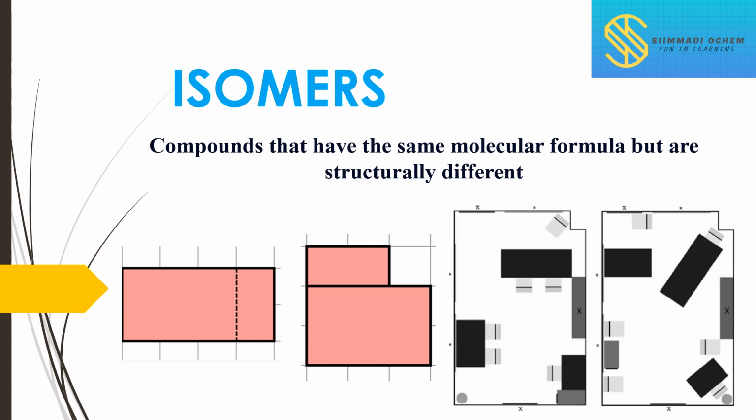Or it could be as simple as, hey, I have a table. Do I want it straight like this, or do I want it in a cross like this? That also is a part of isomers. So if we apply isomers to our real life, it makes studying isomers very easy.